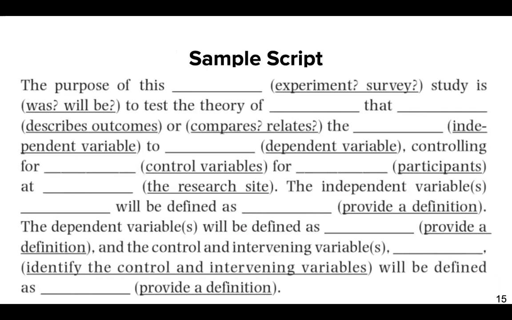All right, so here's an example of one of those scripts that's presented in the Creswell text. The purpose of this thing is to test this other thing and determine if this thing is happening. Now, there's some things that you may or may not have here, like control variables.